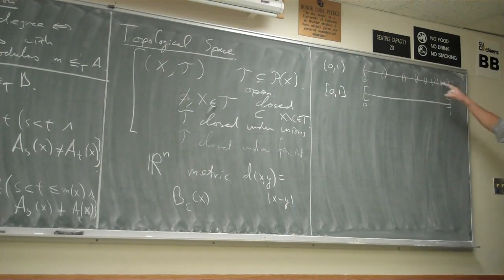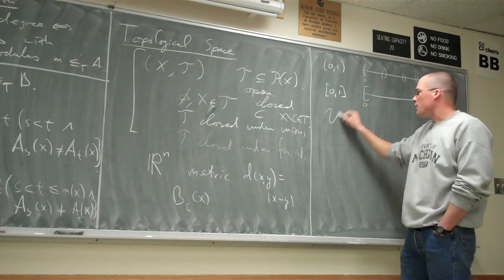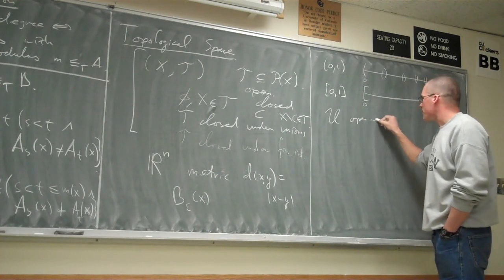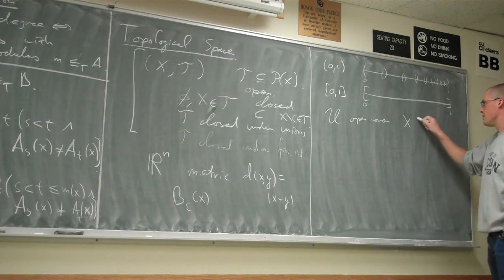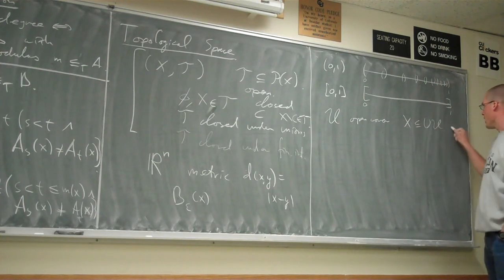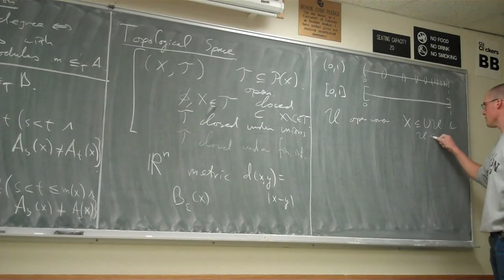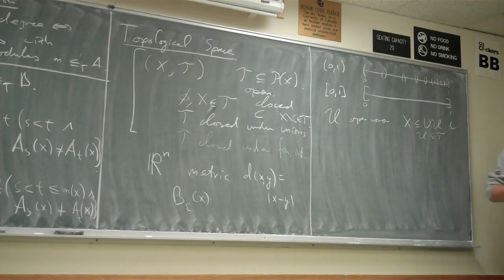So what I have here is a U, which is an open cover, which means that X is a subset of the union of U, and U is a subset of the topology. This is what it means to be an open cover. It's an infinite open cover such that all open subcovers are still infinite.